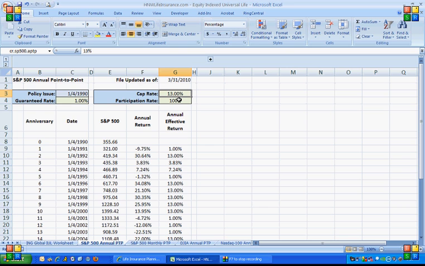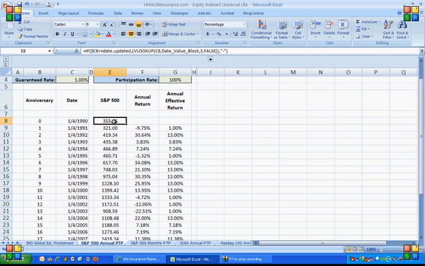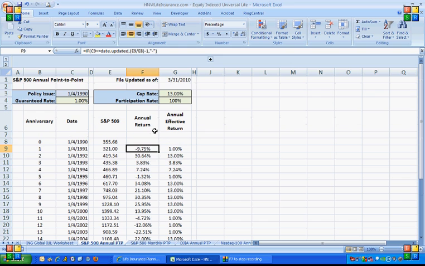So we'll play with this a little bit and change it around and see what happens. You'll see back on January 4th of 1990, the S&P was at 355, and the following year, or 1 year later, it was at 321. So we had a loss of 9.75% in the S&P 500 that particular year. Now, since we have a guaranteed rate of 1%, the policy would have credited 1% instead of minus 9 3/4. Now I can change this based on the contract to 0%, and you'll see that it'll show 0. Let's just keep it at 1 for right now and see what that does.